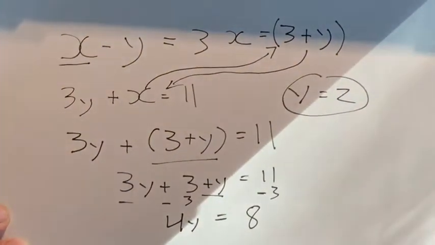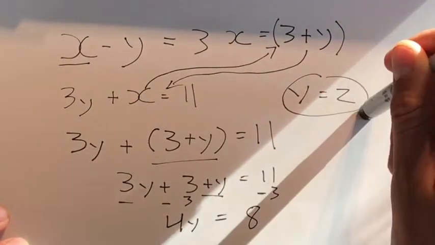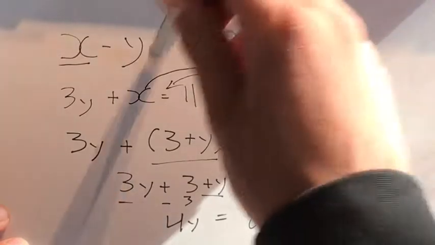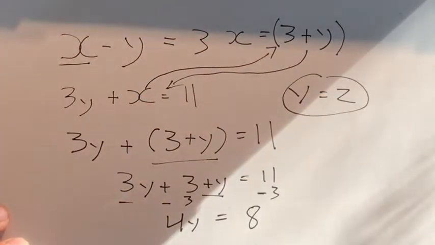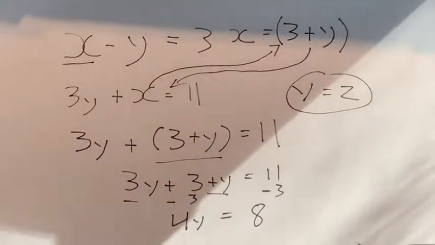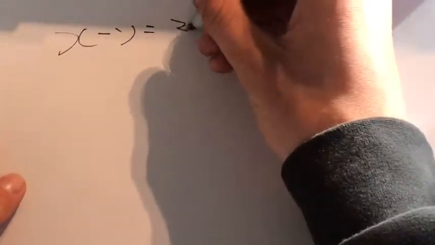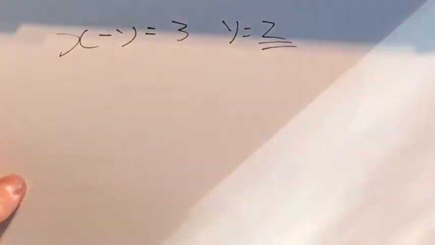So now we have y, but because we know what y is, we can substitute again the value of y for y in one of the equations to get x. And so the easiest one to do it with is this one right here. So I'm just going to flip this paper and write it out. So the equation was x minus y equals 3. And the value of y is 2. So now that we know the value of y, we can substitute 2 in for y and get x.